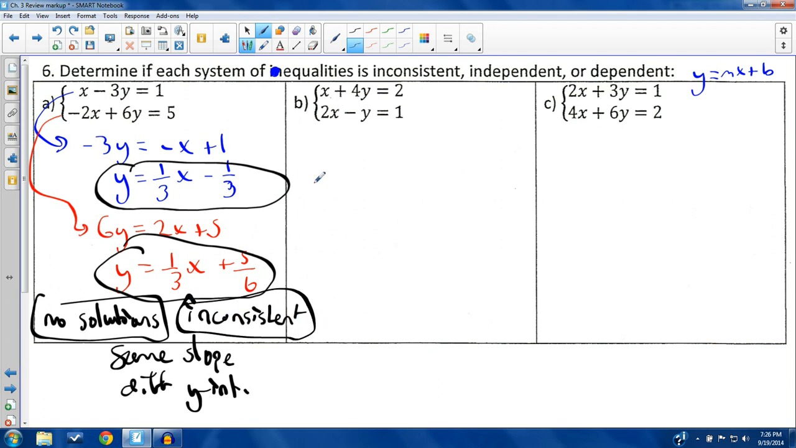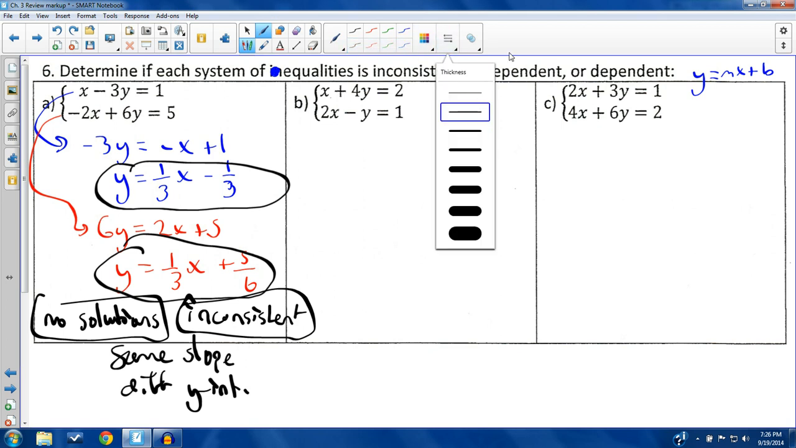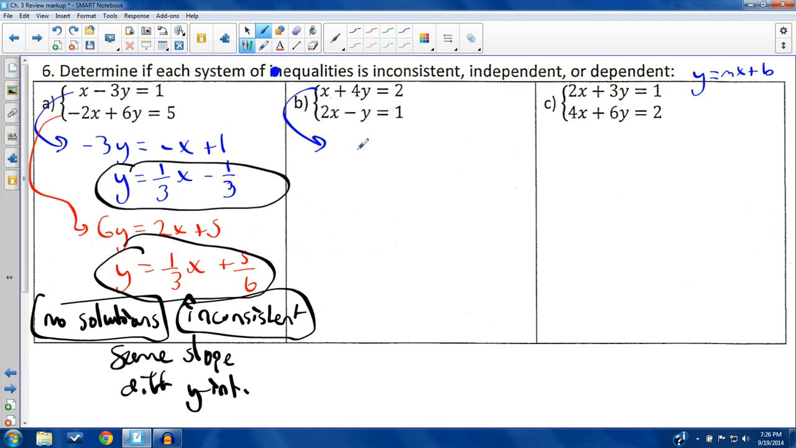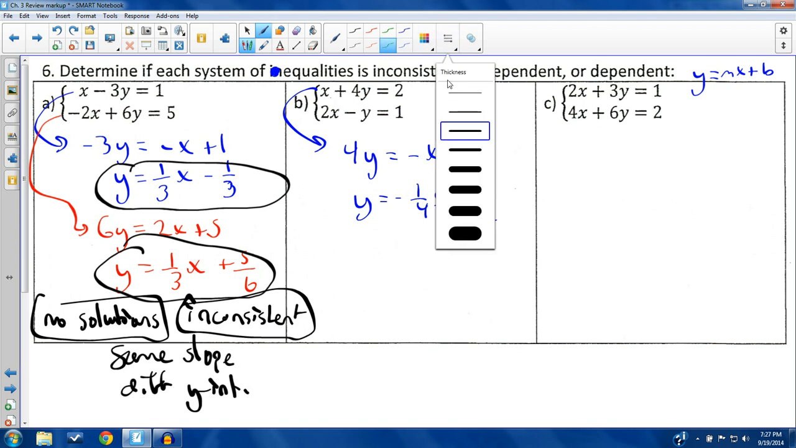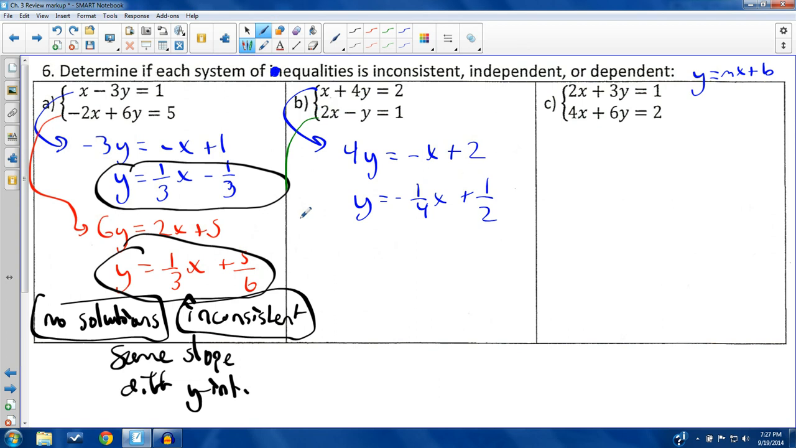Okay, next one, I'll be doing the exact same thing. No difference here. They're in standard form. Let's get them into slope-intercept form. This equation, 4y equals -x plus 2. y equals -1/4 x plus 1/2. Okay, so there's one equation in blue. And in green, I'll bring this one over. -y equals -2x plus 1. Divide by -1, multiply by -1, y equals 2x minus 1.